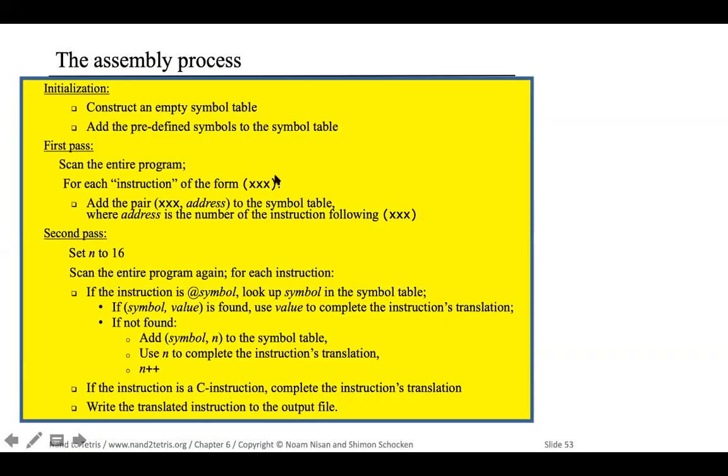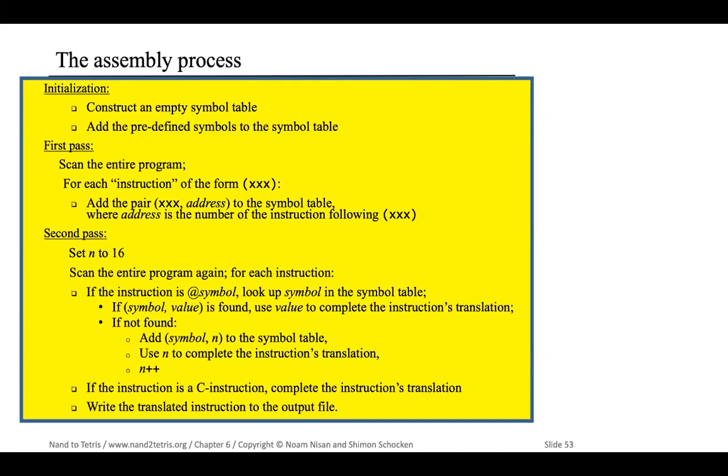Any questions here? So are we not able to do the first pass and second pass together, or is it just simplified? Your code should run through the assembly file twice. Does that make sense?